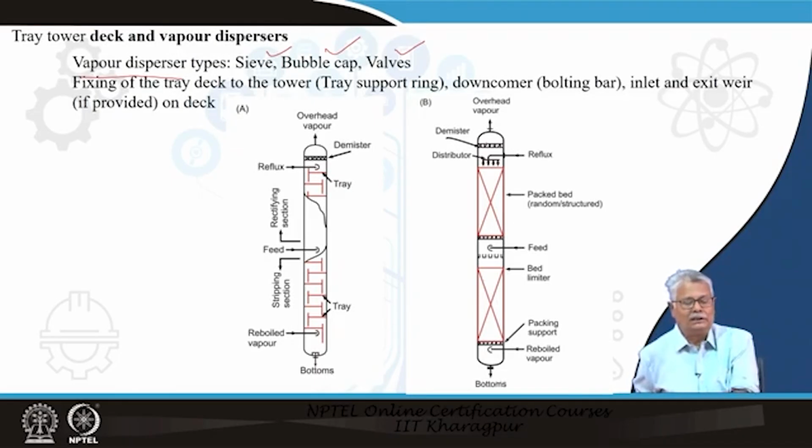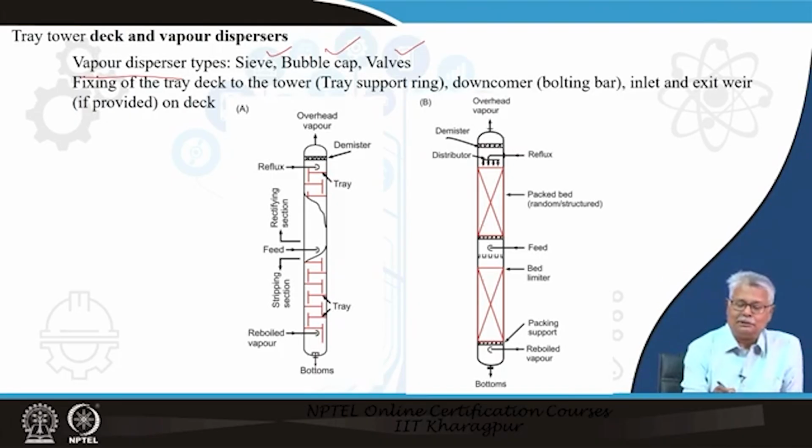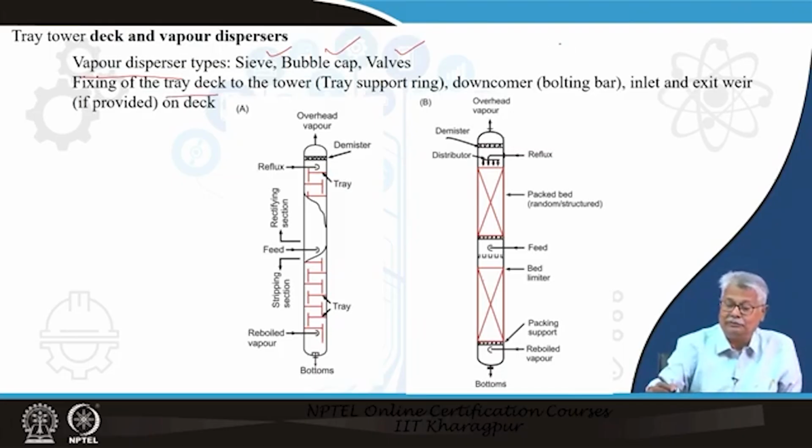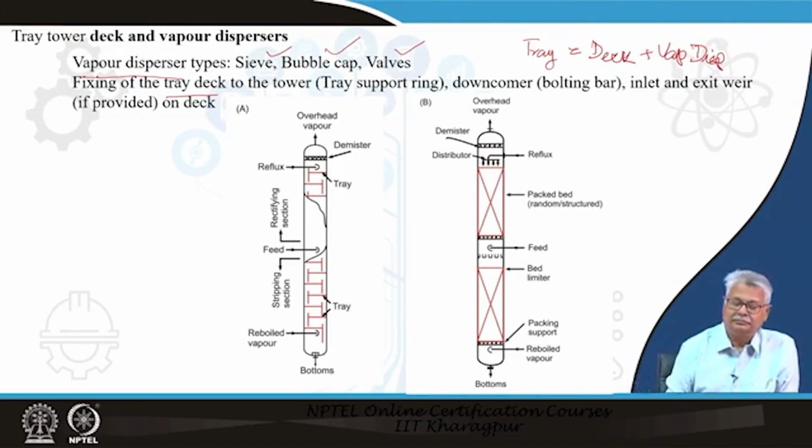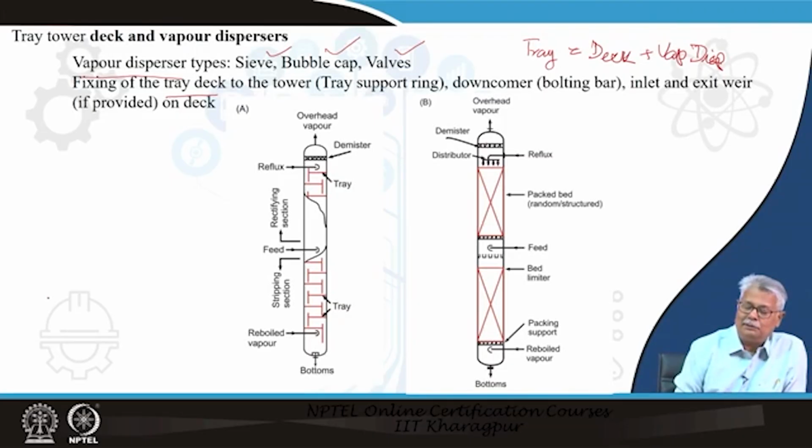If we look at all the towers, what are the things common? The first thing is we can have a look at the trays are fixed. That means, we are talking right now about the tray deck. That means, if you are talking about a tray, tray is basically the deck on which the vapor disperser is arranged. The tray normally will be fixed to the tower. It usually is bolted to a support ring.